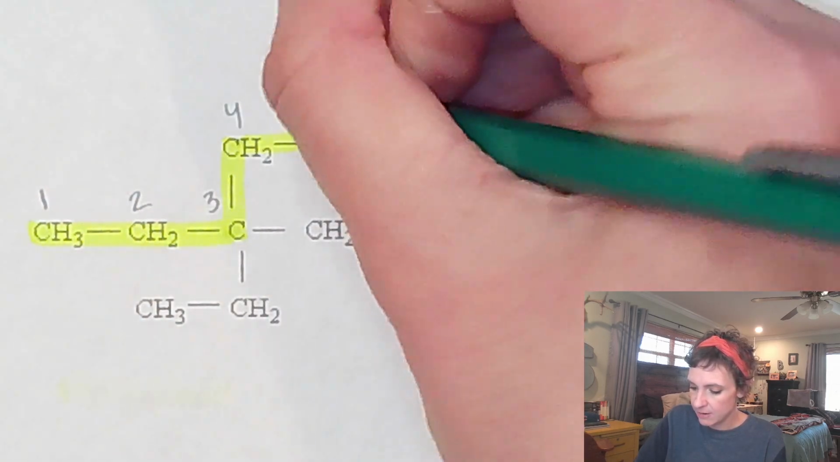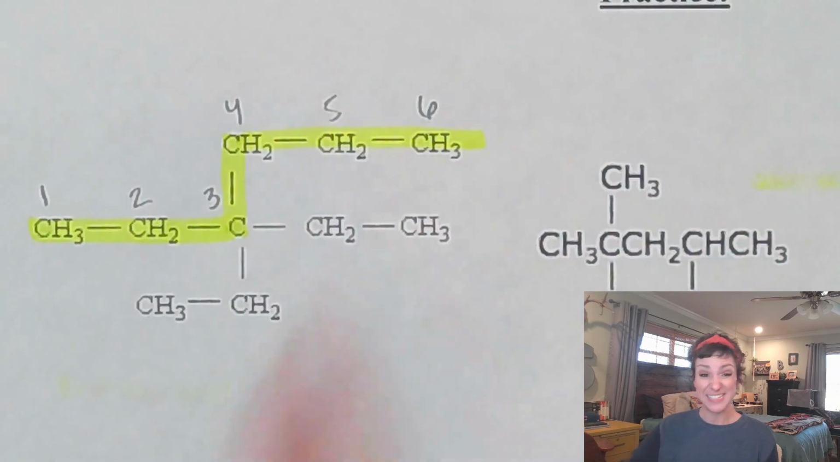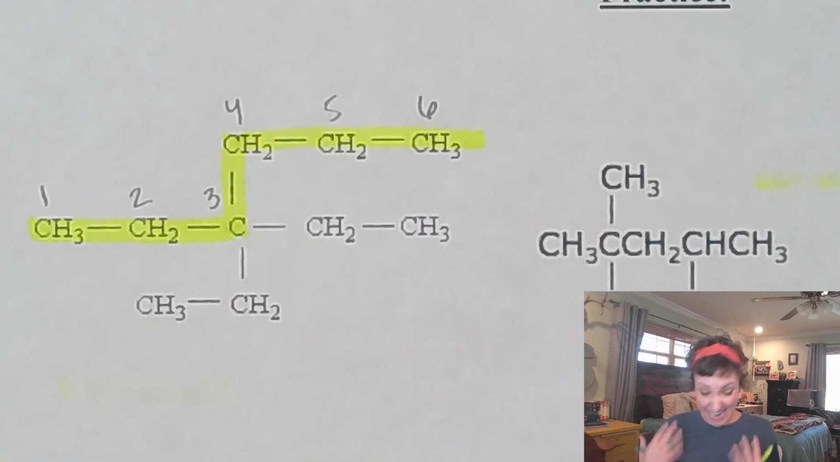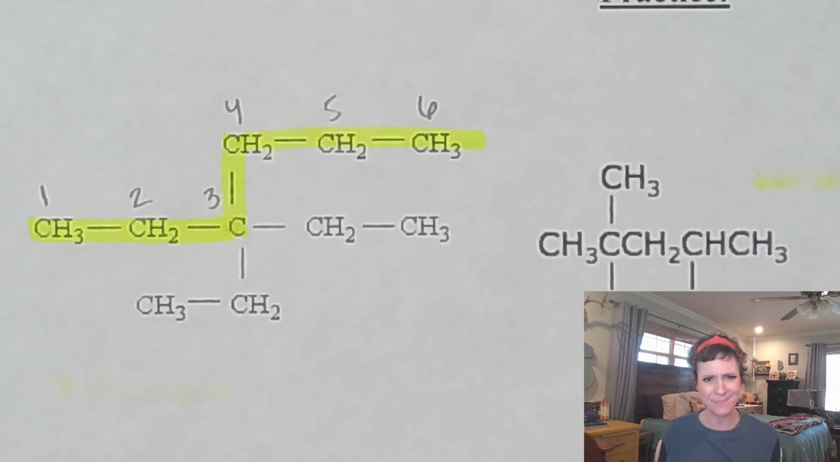So I'm going to number my carbons. Cool. All right, so now this is a 1, 2, 3, 4, 5, 6 hexane. This is something, something, something hexane. We know that we will be writing... well, what is this something, something?